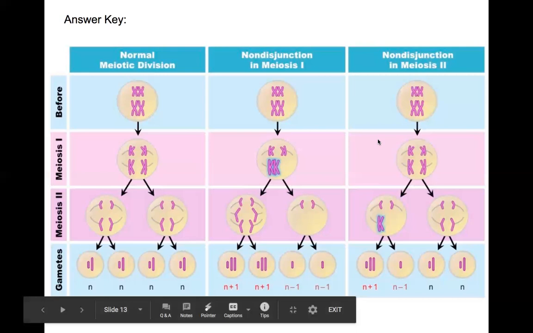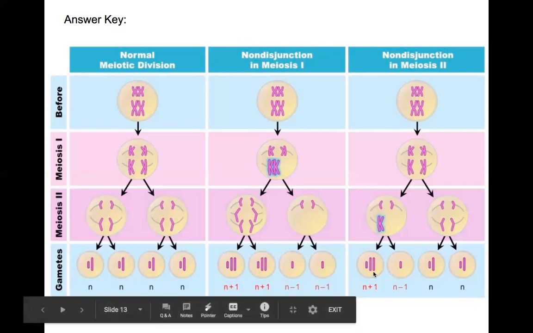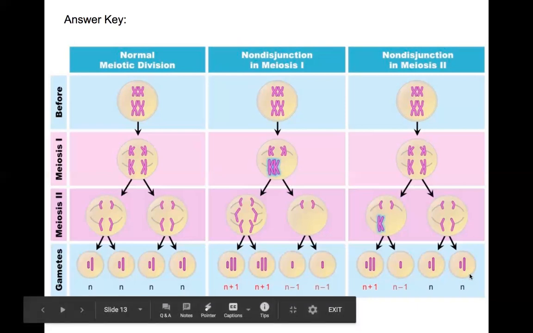Now let's take a look at what happens when non-disjunction occurs in meiosis 2 instead, meaning the mistake happens in the second half of meiosis. So under meiosis 1, everything is divided normally, and if you move over to the normal side, the picture is actually identical. But then what happens here is that you can have a full chromosome that is not divided properly. So again, this side of the cell has 3 chromosomes, and the opposite side is missing 1. Luckily, you still are able to have a daughter cell with normal chromosomes, such that it would result in a normal haploid number.